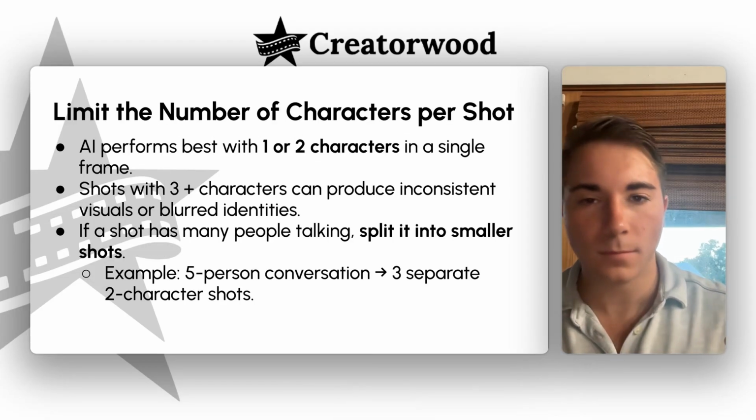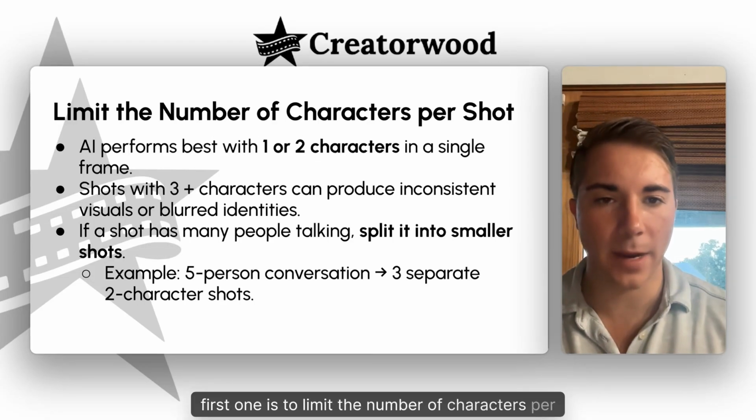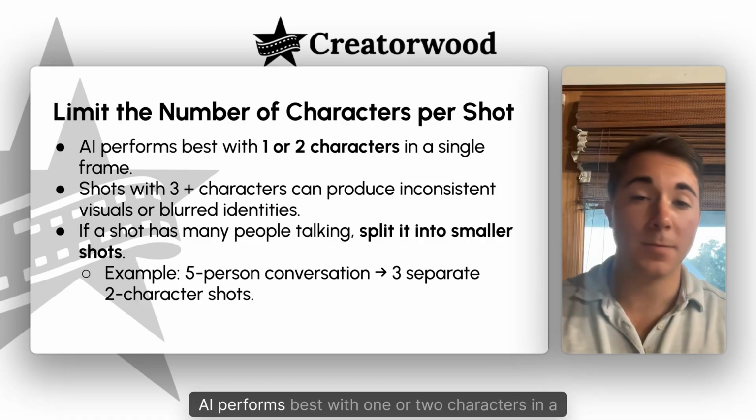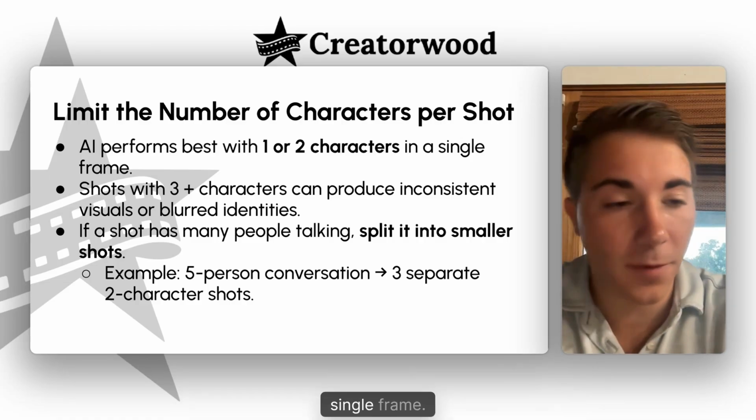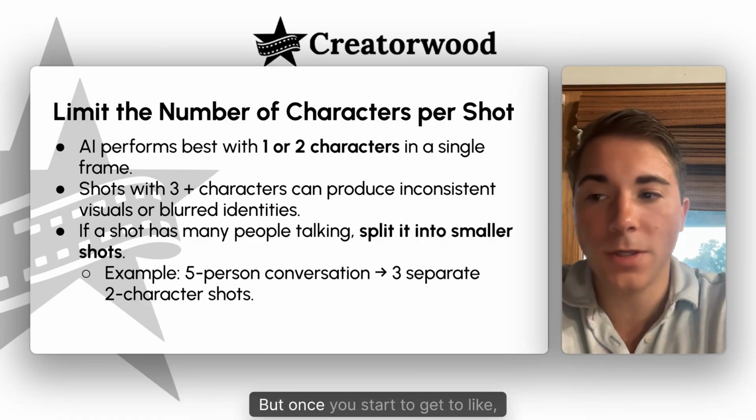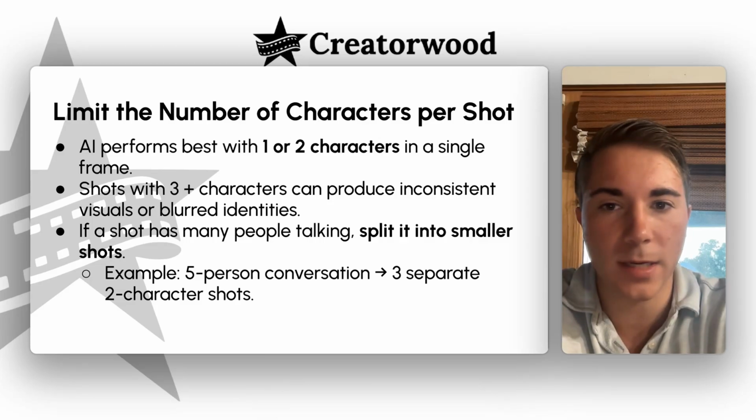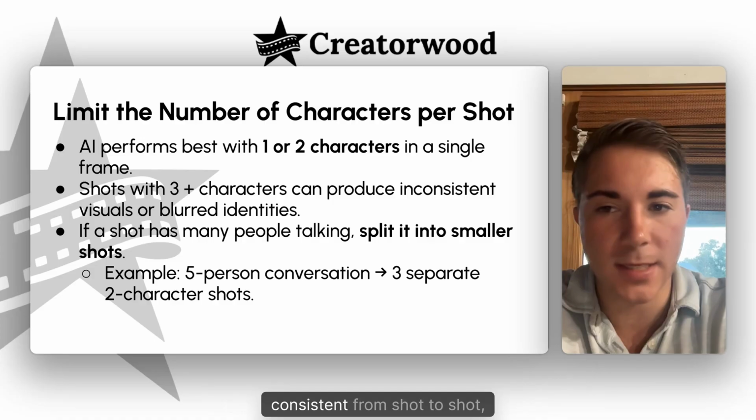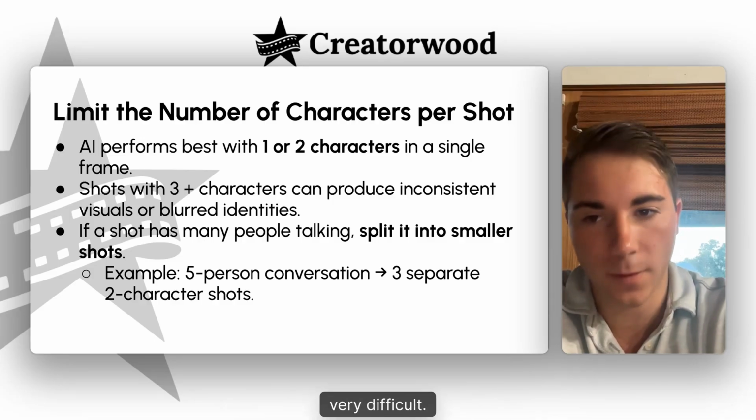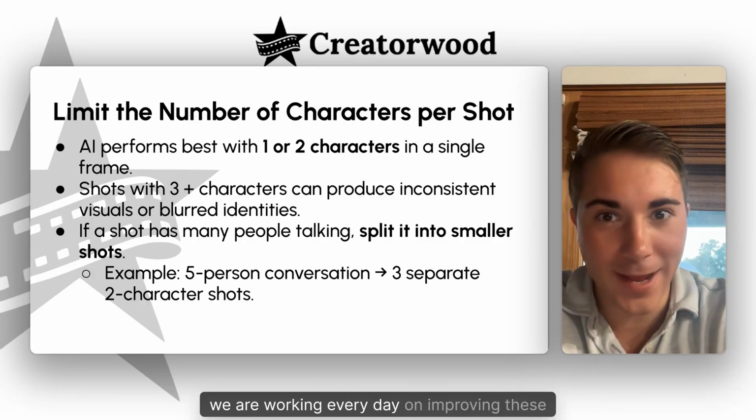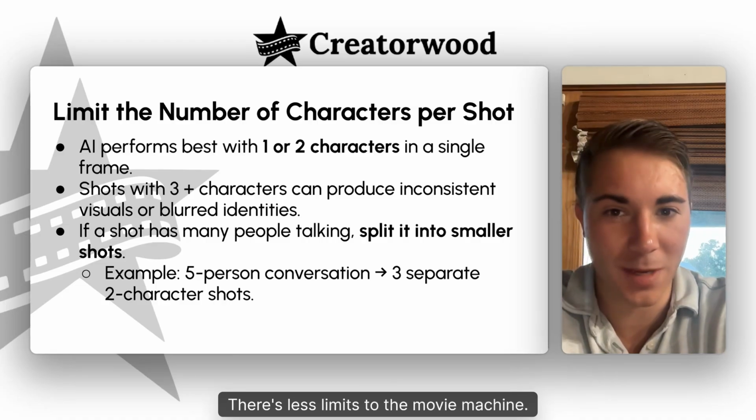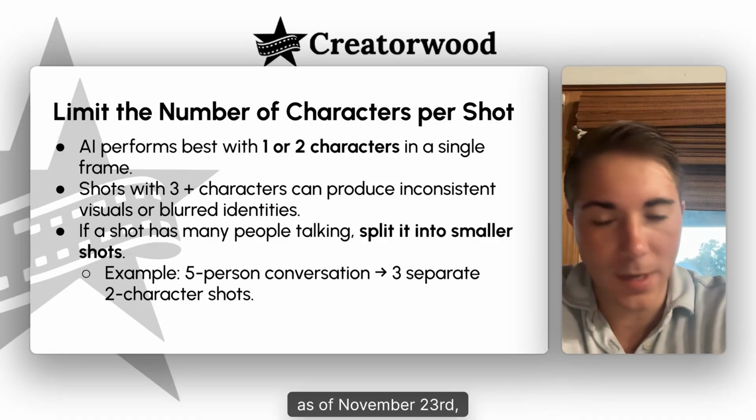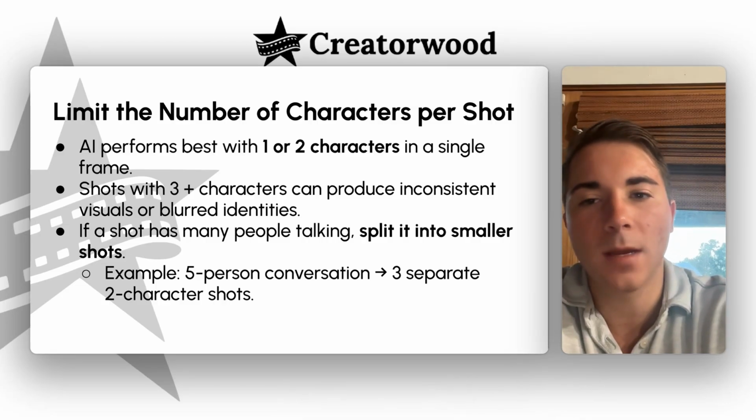Now, first one is to limit the number of characters per shot. AI performs best with 1 or 2 characters in a single frame. You can definitely get 3 or 4, but once you start to get to, let's say, 8 characters in an action sequence, if you want all 8 of the characters to be consistent from shot to shot, that could be very, very difficult. Mind you, we are working every day on improving these things. There's less limits to the movie machine. But right now, as of November 23rd, when I'm recording, that's a limit.